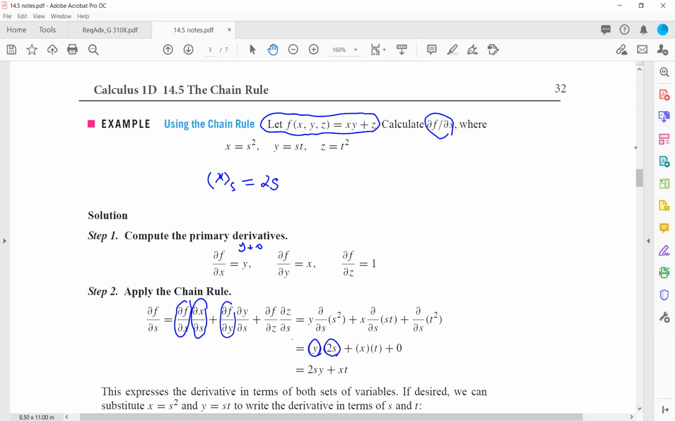Now second term, partial derivative of f with respect to y. It means that x and z are constants. You take the derivative. This is z. The derivative is just 0. The derivative of xy with respect to y is going to be x. So it is actually x plus 0, which is x. Then you multiply this by partial derivative of y with respect to s. Partial derivative of y with respect to s is now just t.